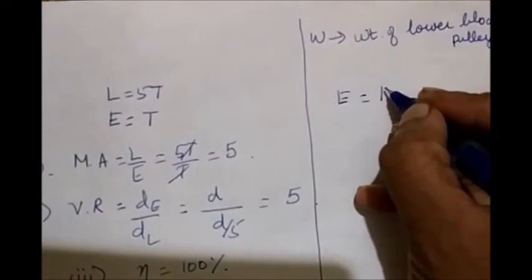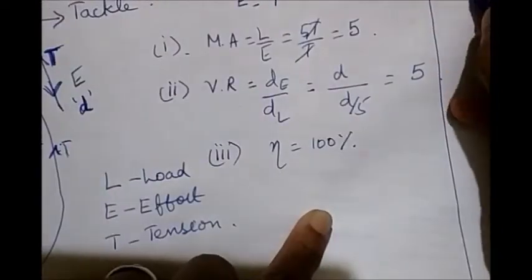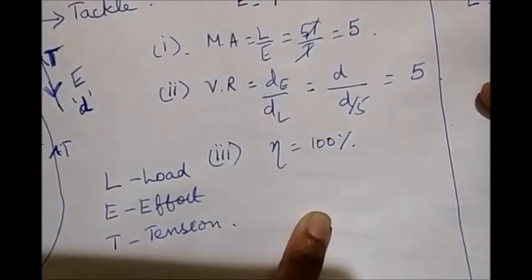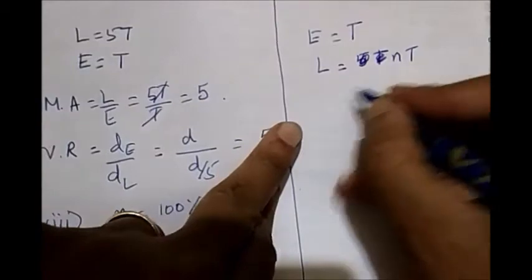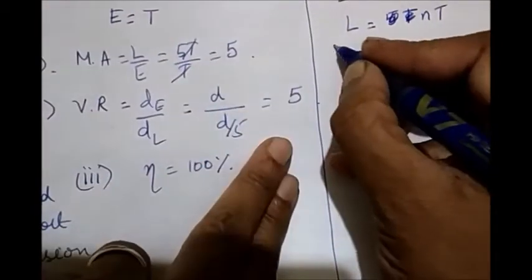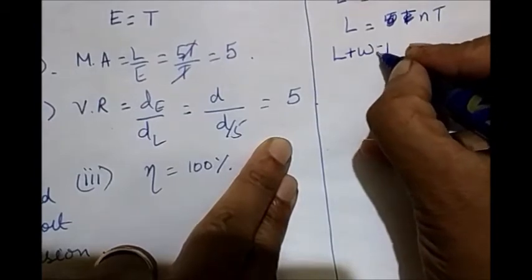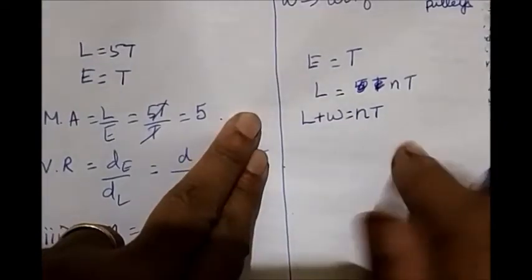Now what will happen? Effort, as usual, will be balanced by T. Usually we write that the load is balanced by 5T, or let's take the general case, NT. Let's take there are n number of pulleys. So L is equal to N into T. But practically, not only L, but L plus W both have to be balanced by this NT. Did you get this point, children?